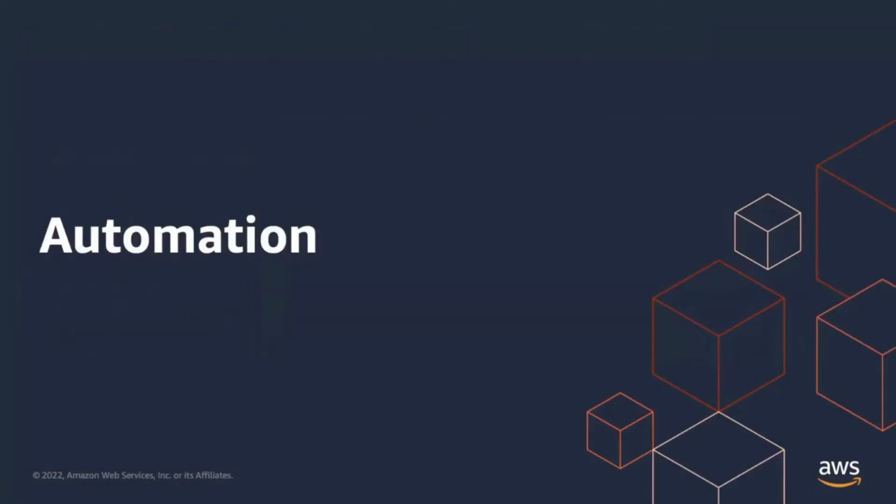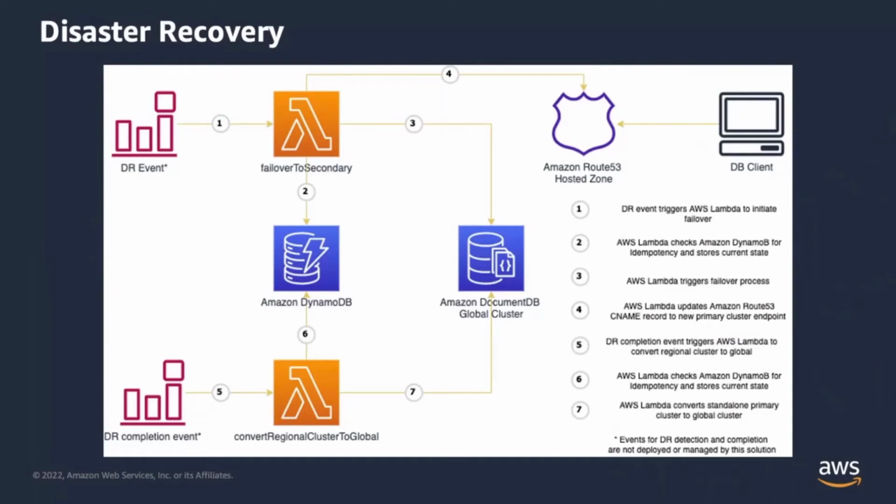So we discussed how global clusters work and what the common use cases are. Now let's look at how you can automate the failover process for Amazon DocumentDB global clusters. Here is a reference architecture for the first part of the solution, which is for disaster recovery automation. There is a prerequisite for this solution: you'll have to create a private hosted zone in Route 53 with a CNAME that points to the DocumentDB cluster endpoint.